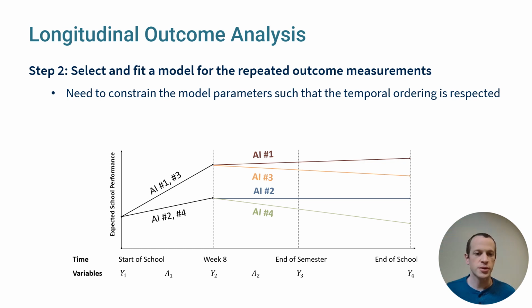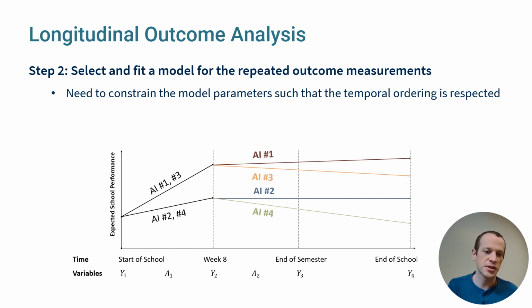So in a moment, we'll talk about how to set up the model mathematically such that we obey these temporal ordering constraints. First, let's talk a little bit more conceptually about what we're trying to do, and then hopefully the math will be a little more straightforward. So conceptually, we want it to be the case that the expected value of the school performance is the same across all 4 adaptive interventions.